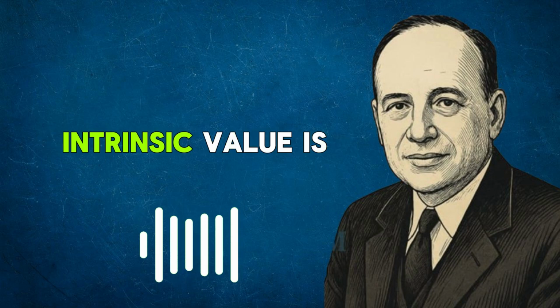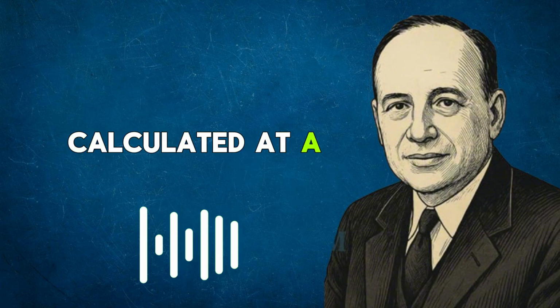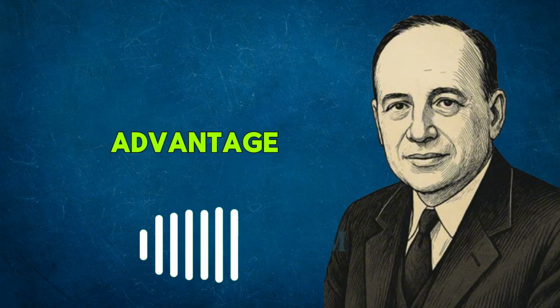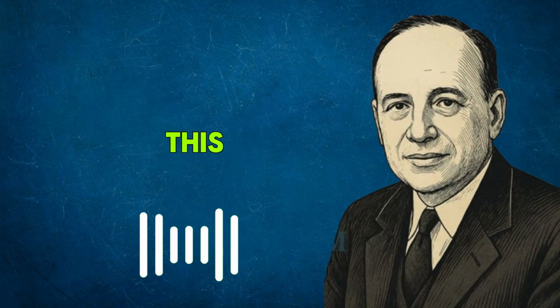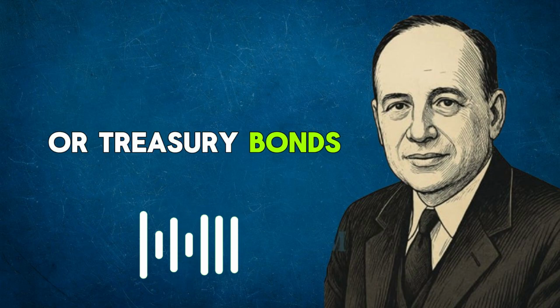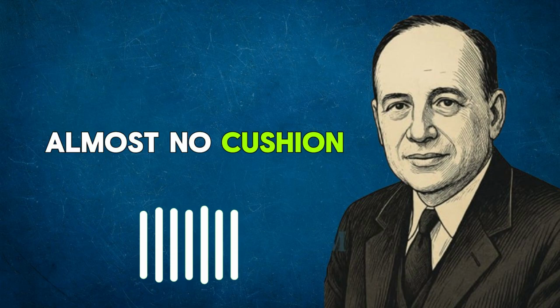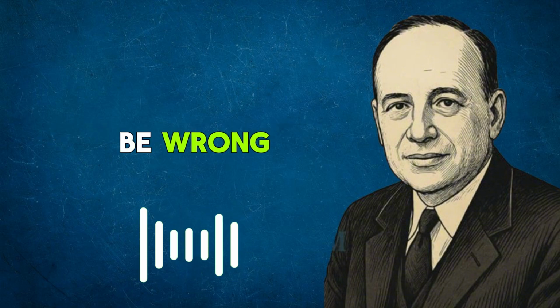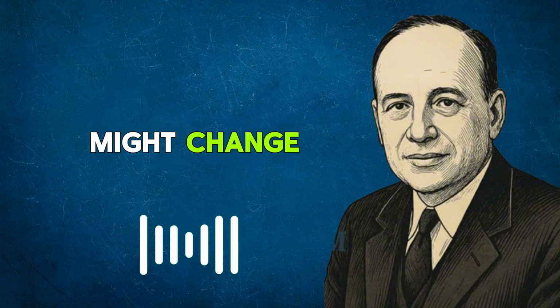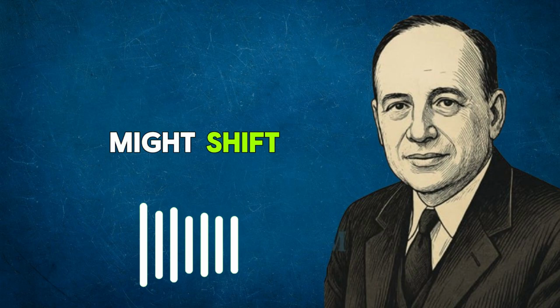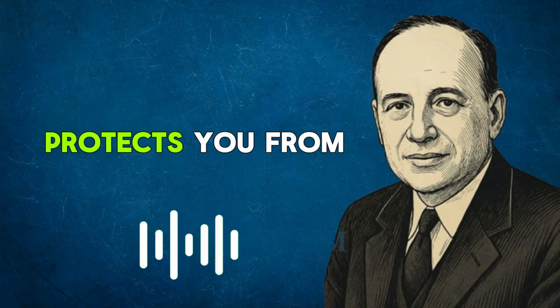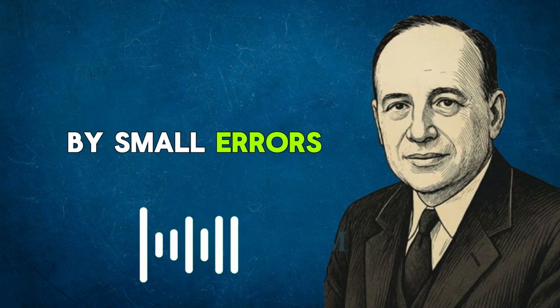If a company's intrinsic value is calculated at a level that gives you only a small advantage over alternatives like the S&P 500 or Treasury bonds, then you have almost no cushion. Your assumptions might be wrong, the company's future might change, or economic conditions might shift. The margin of safety protects you from being wiped out by small errors.